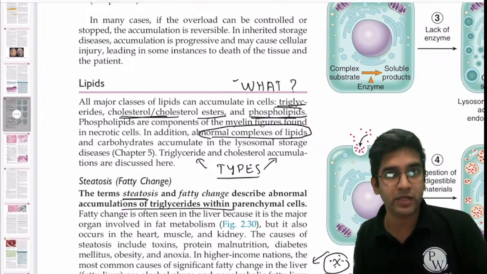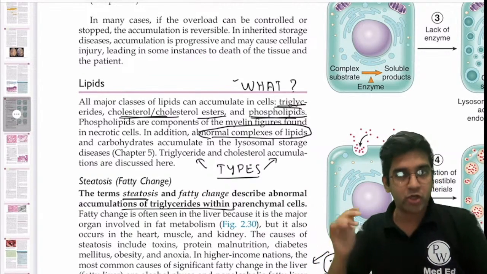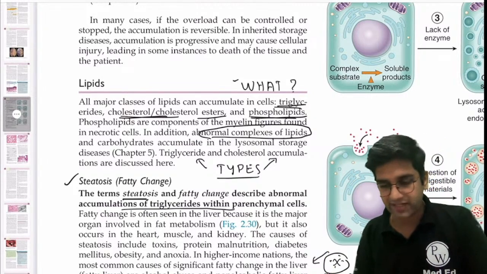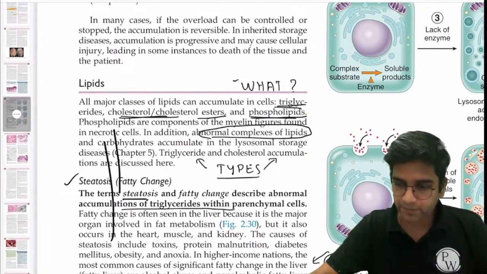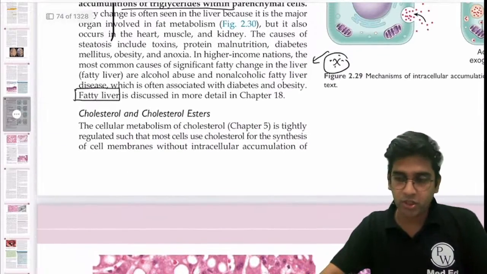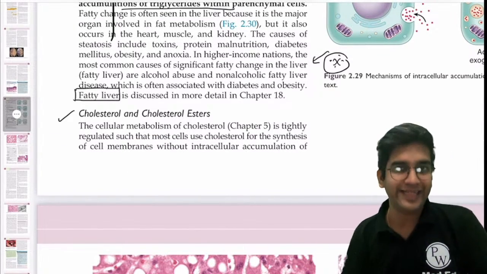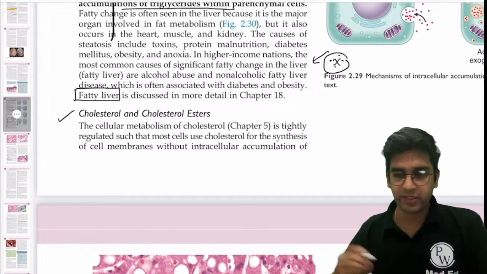Then types of lipid accumulation. In that types, Robbins discusses about two things and we'll look at both of them. One is steatosis or a fatty change, and the other is your cholesterol and your cholesterol esters. These are two topics which we're going to discuss a bit in detail. Fine. Now first let's look at steatosis.